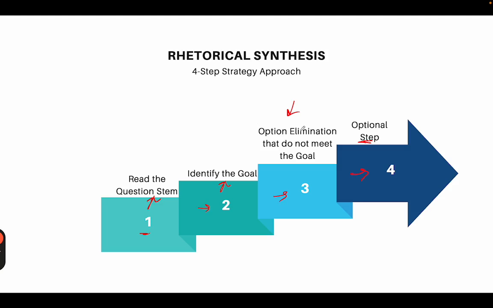Now, most of the times, you will not feel the need to go to the 4th step. You will be able to get your answer in the 3rd step itself if you have the exact clarity of what the goal is, what is it that you need to do. Now let us go ahead and see the implementation of this 4-step strategy approach in 3 difficulty level questions released by College Board: easy, medium, and difficult.